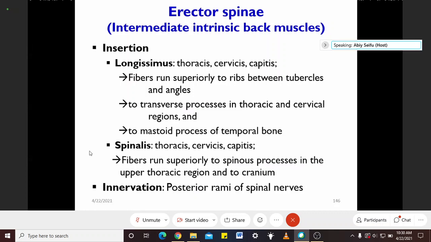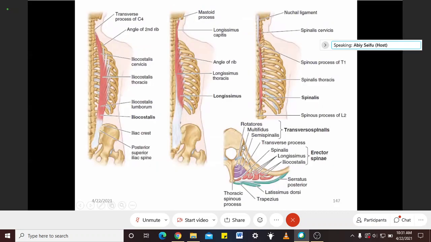This one, by the way, is small and not well developed like the longissimus ones. It runs superior to the spinous process in the upper thoracic region and to the cranium, because their groups of muscles are found in the thoracic, cervicis, and capitis regions.